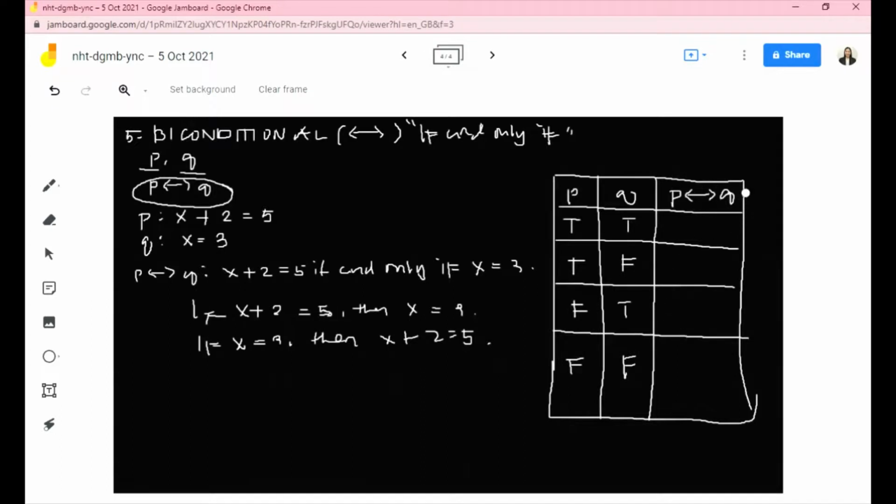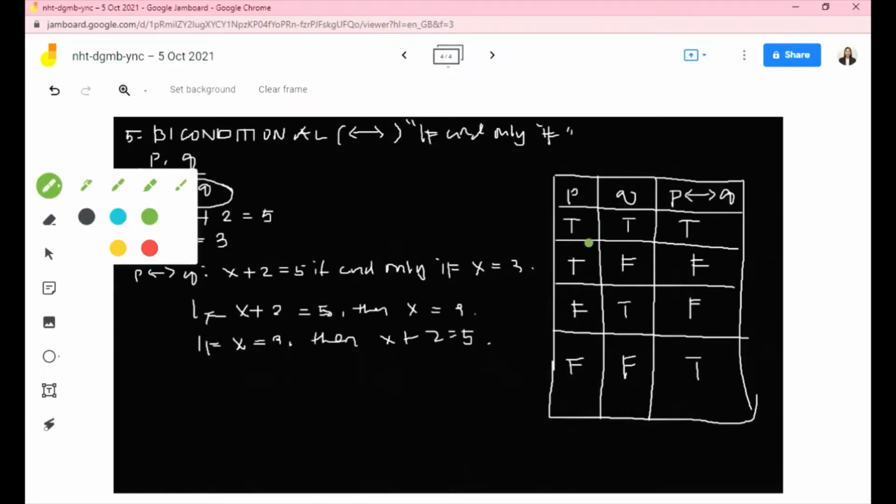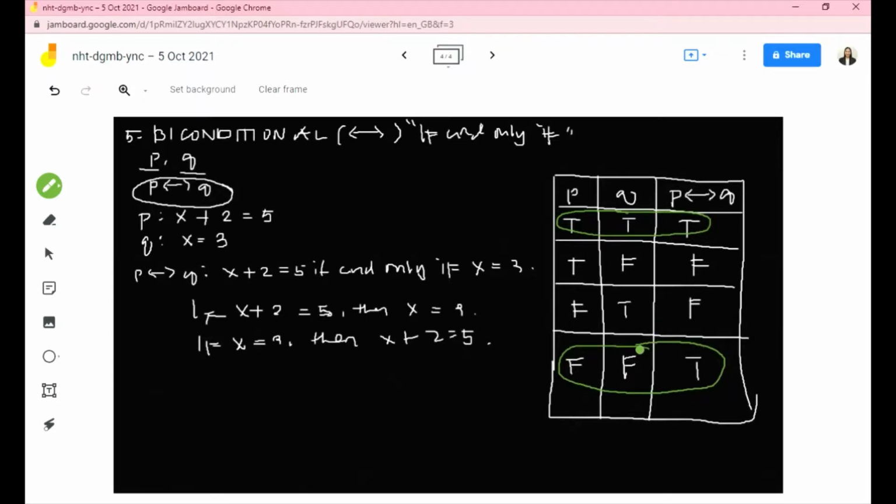So again, for this particular statement to be true, both of your P and Q should have the same truth value. T if and only if T, that is true. T if and only if F, that is false. F if and only if T, still false. F if and only if F, that is true. So as you can notice, P if and only if Q will only be true if P and Q are both true, or P and Q are both false. In short, they have the same truth values.